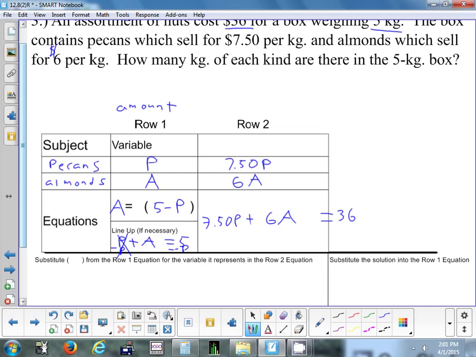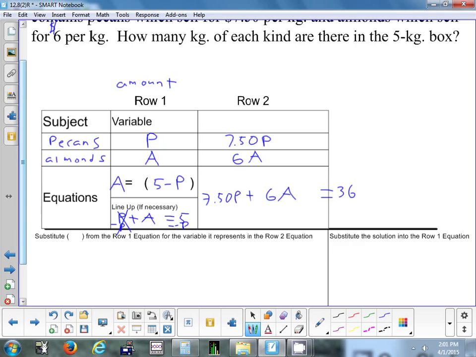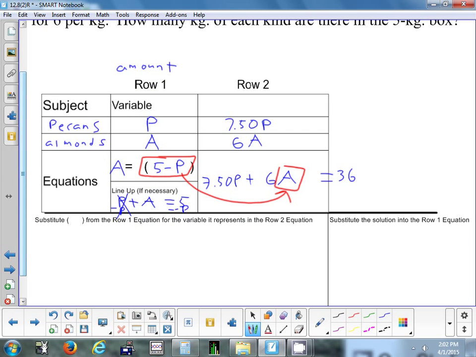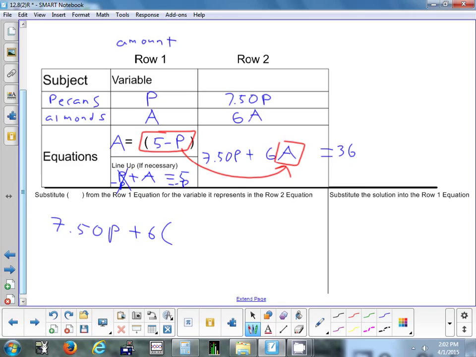What do we do from here? What have we done every time? You're going to plug in what? What's A equal to? 5 minus P. Where are you going to plug that in? For A. Is anything else going to change? Nope, everything else stays the same. So you get 750p plus 6 times 5 minus p equals 36.